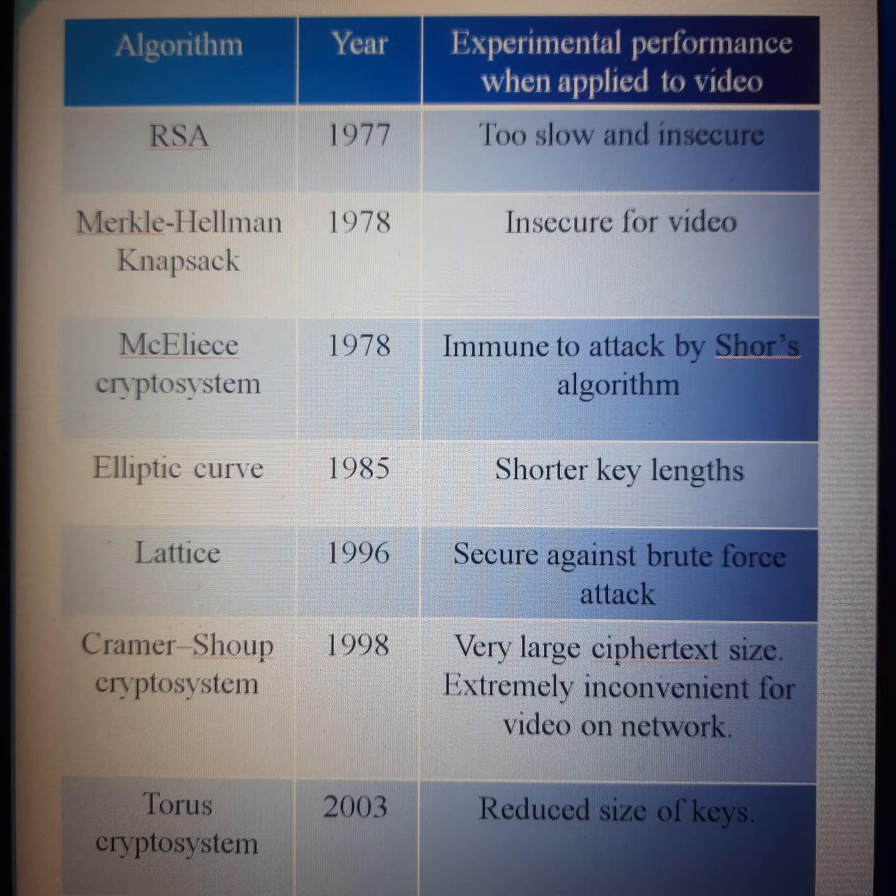And when it was applied to video, it turned out to be too slow and insecure. Merkle-Hellman Knapsack was invented in 1978. It was too insecure for video. McEliece cryptosystem was invented in 1978. It was immune to attack by Shor's algorithm. Shor's algorithm is the fastest factoring algorithm ever known, and the security of many crypto systems, for example RSA and its derivatives, depends on the factorization of prime numbers. So Shor's algorithm was designed to be executed on a quantum computer.